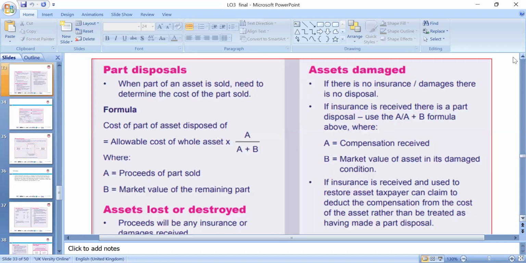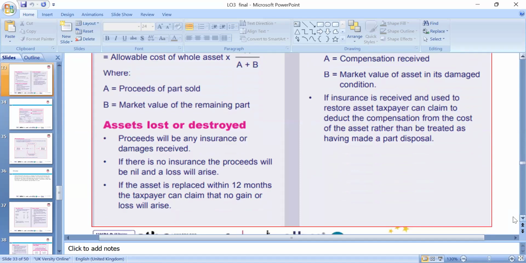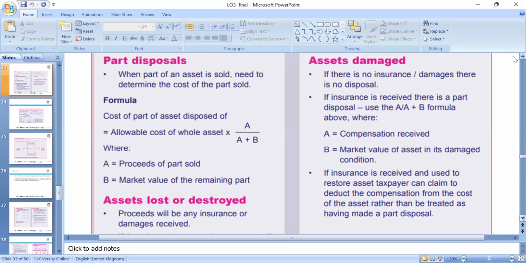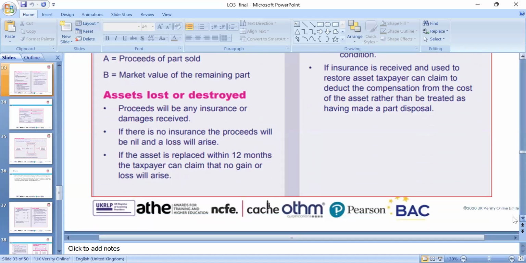Please, part of this is part disposal: allowable cost, chargeable whole asset, and A and B. So the proceeds from the part disposal. If you are disposing of part of the total asset you bought, we need to look at the proportion you are selling against the market value of the remaining part. If the asset has been damaged, we can use the formulas accordingly. The proceeds will be any insurance or damages we receive, so we need to adjust those figures accordingly. For the compensation received and the market value with the damage to the asset, if we have a claim against it, we need to look at that.